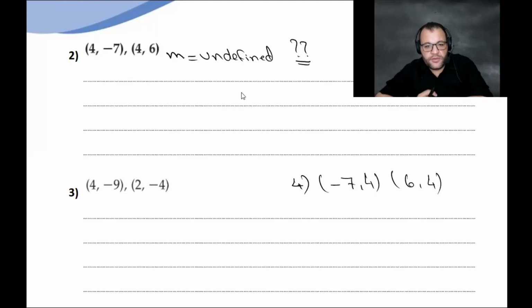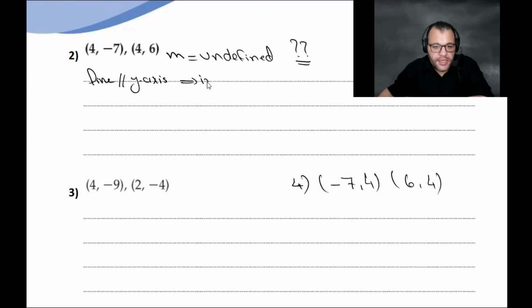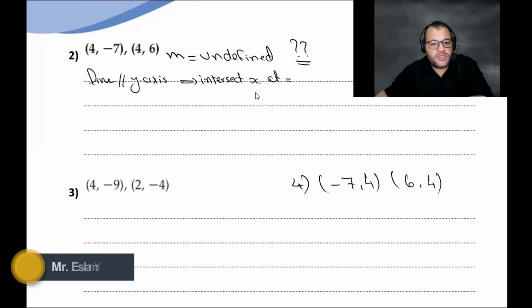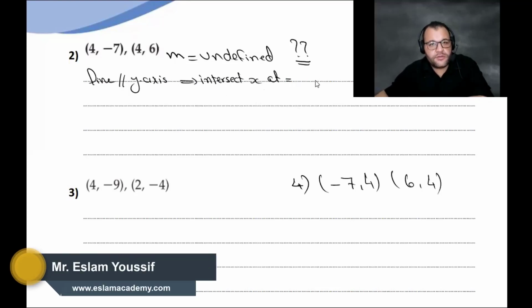It means a vertical line. What is the meaning of a vertical line? A line parallel to the y-axis. So if you have any line parallel to Y, then it will intersect X at one point. Stop sending me anything, please. What is this point? What is the repeated point?